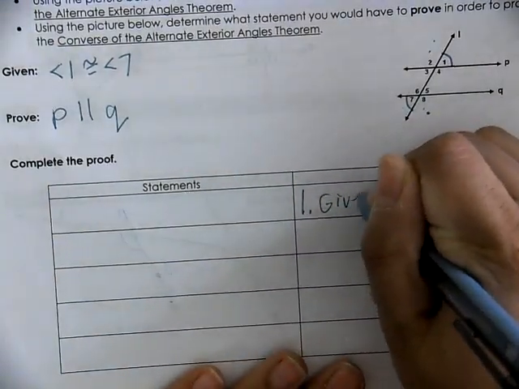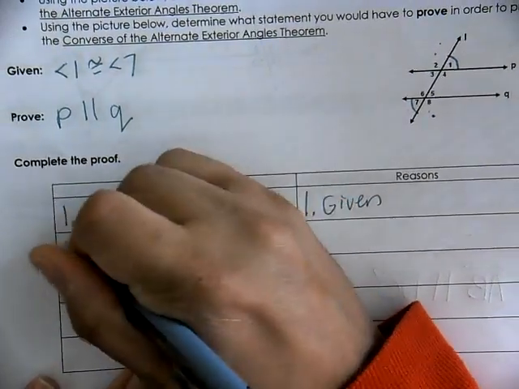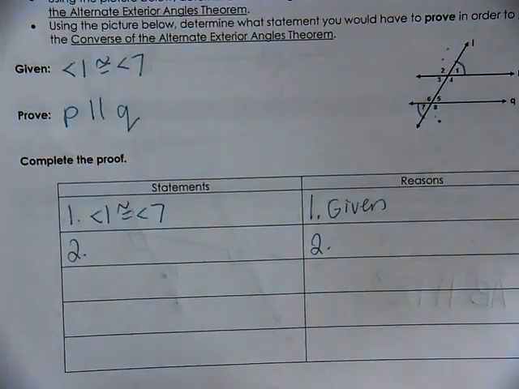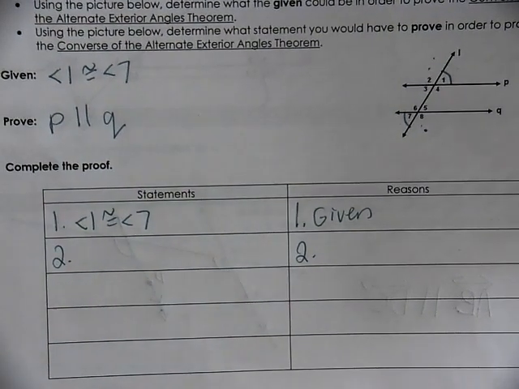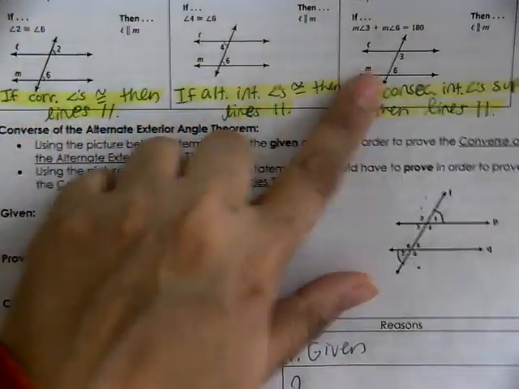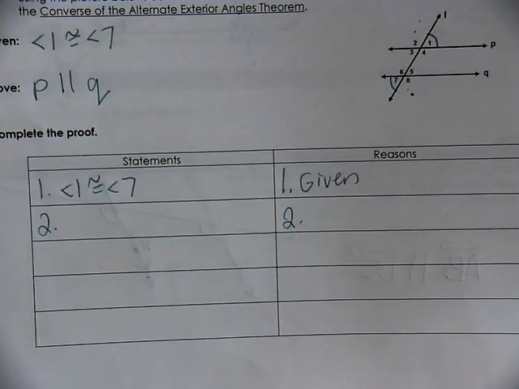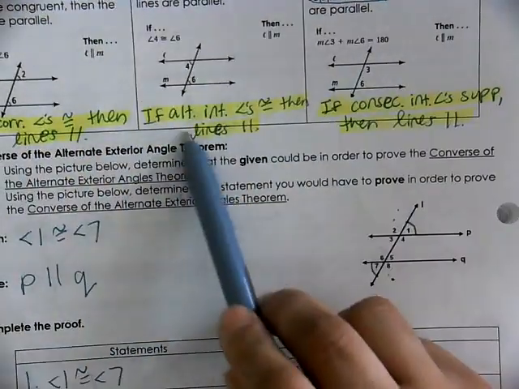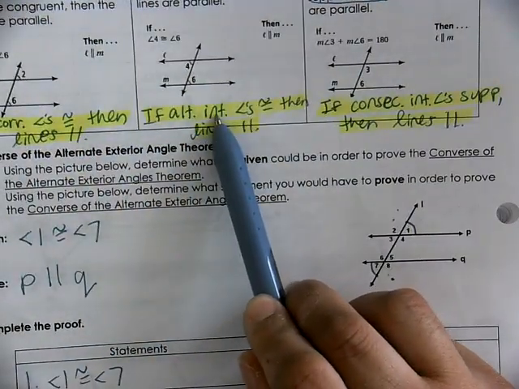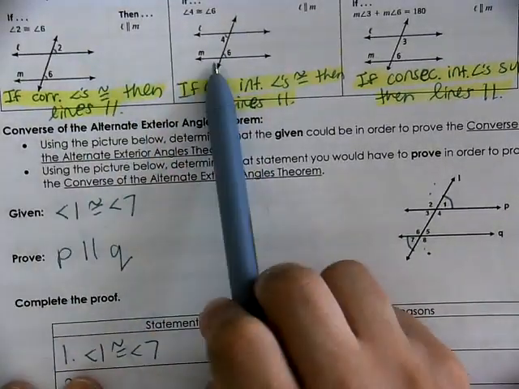We can still do our given, where we write angle 1 is congruent to angle 7. And now we have to figure out where to go next. Because again, we don't have any parallel lines. We can't use any of the theorems from the top here. I can't do these because I would need to know if they're congruent and if I can show that they're parallel. I will eventually hopefully be able to use one of these. If I can show that either alternate interior angles are congruent or corresponding angles are congruent, then I'll be able to use one of these.